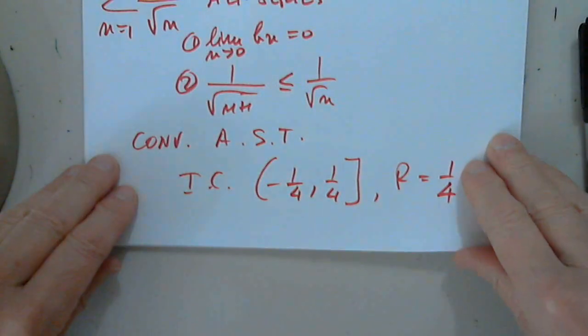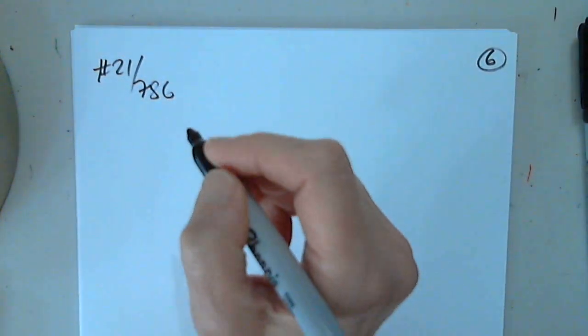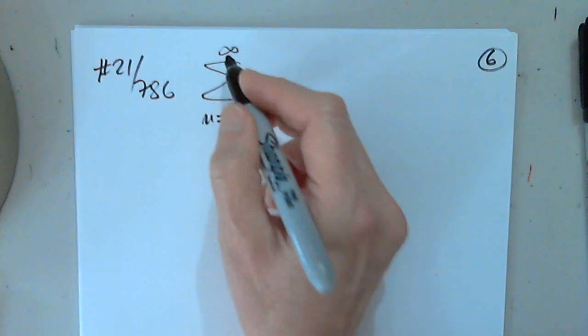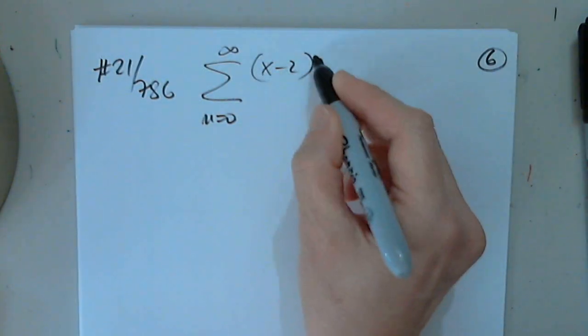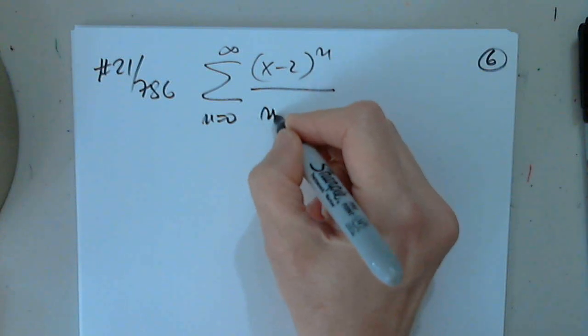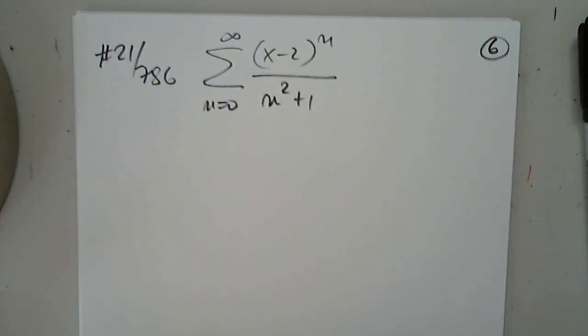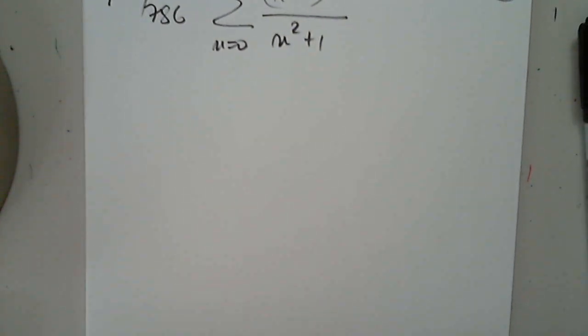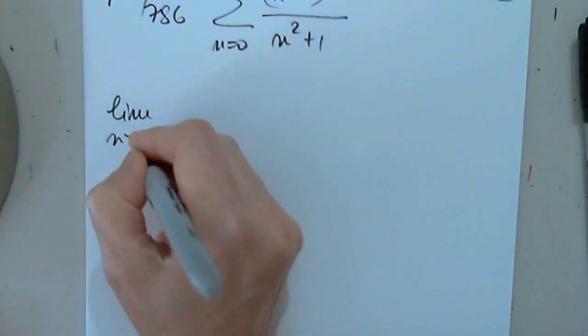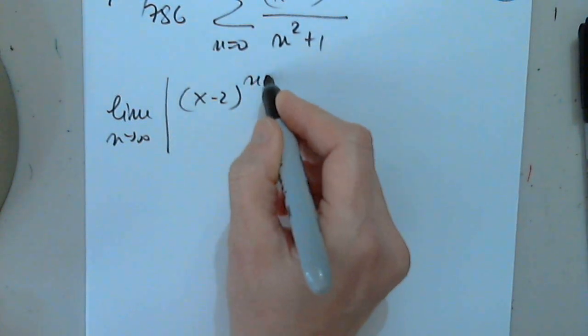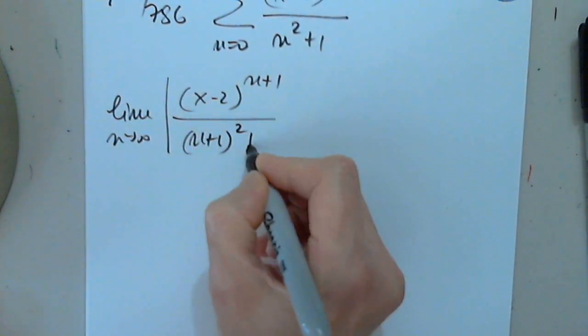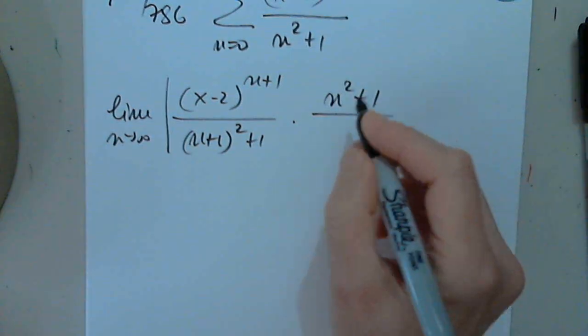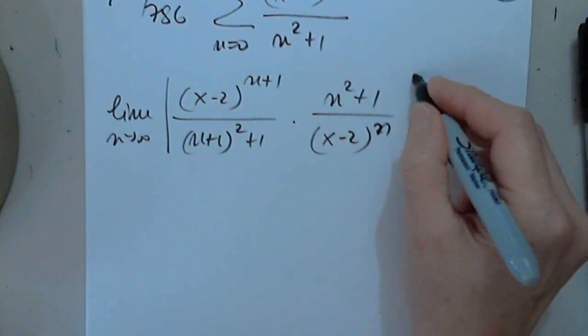Okay, let's look at two more. 21, same page, and we have a series from 0 to infinity, x minus 2 to the nth power divided by n squared plus 1. Okay, how are we on time? Almost close. So then limit n approaches infinity, x minus 2 to the n plus first, n plus 1 squared plus 1 times n squared plus 1 over x minus 2 to the nth power.